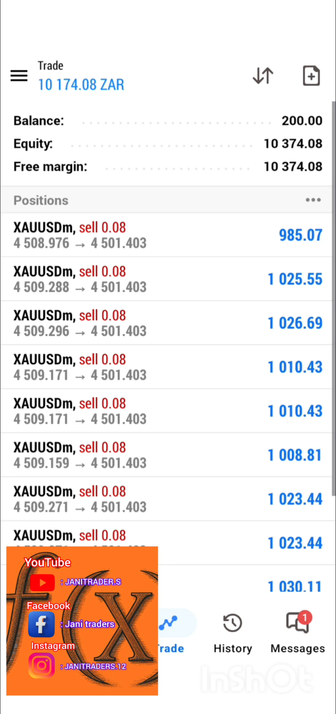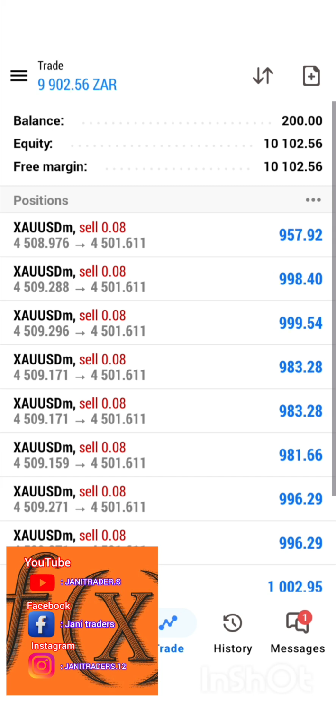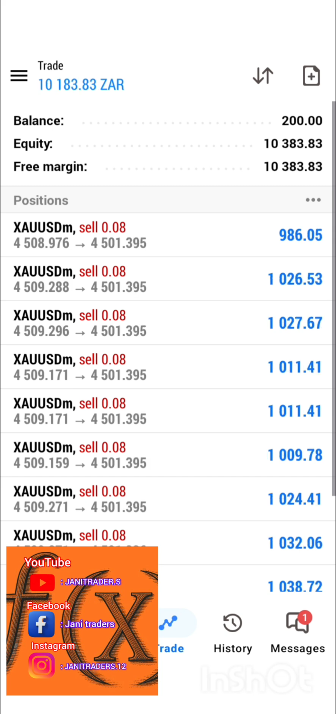As you can see, this client paid 200 for the investment plan and funded 200 in their trading account. What we did, we just made this person 10,000. As you can see, this is 10,000 Rand. So this is the first attempt. Just imagine, this is the first attempt. Then we're gonna trade it again tomorrow and make more than this, then trade again and again.